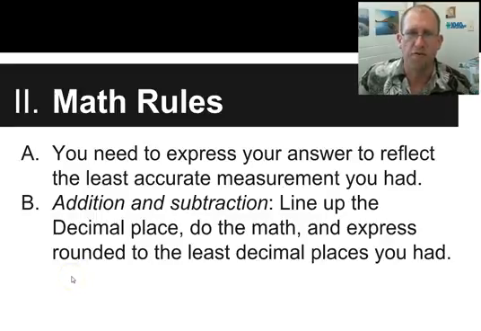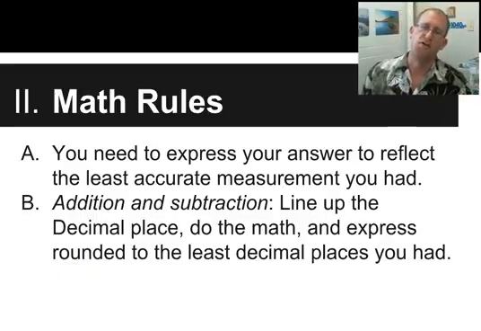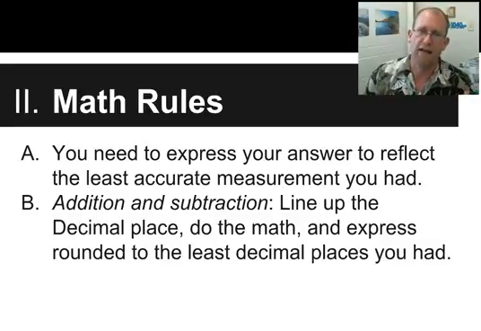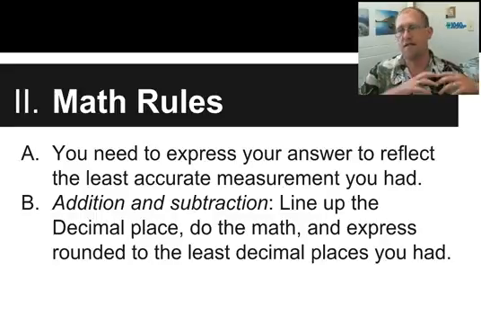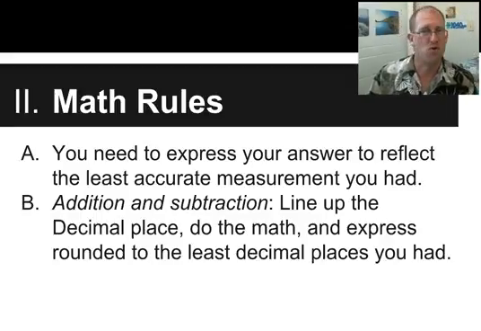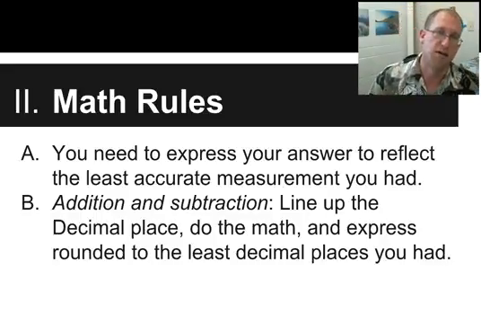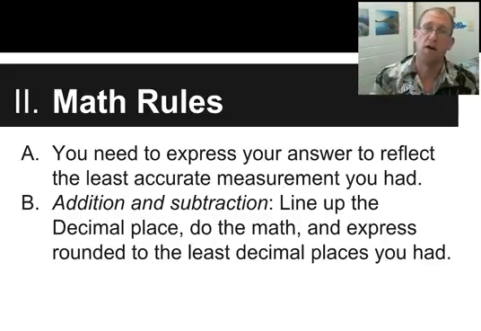Last thing, here's some math rules for you while you're doing math with significant digits. You need to express your answer to reflect the least accurate measurement that you have. If you measure several things, and on a couple of the things you're able to measure to 6 digits, and on some of them you're able to measure to 8 digits, and one time you can only measure to 3 digits, well, you need to present your answer after you've done all the math with these things to only 3 digits, because you want to tell the reader your least precise measurement.